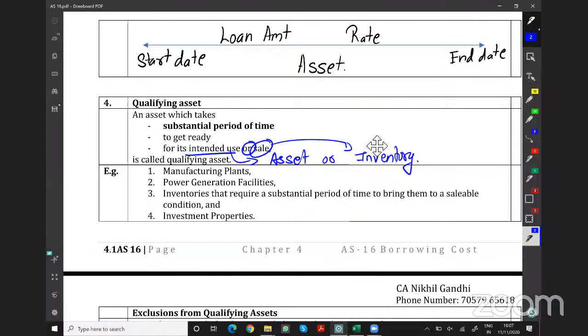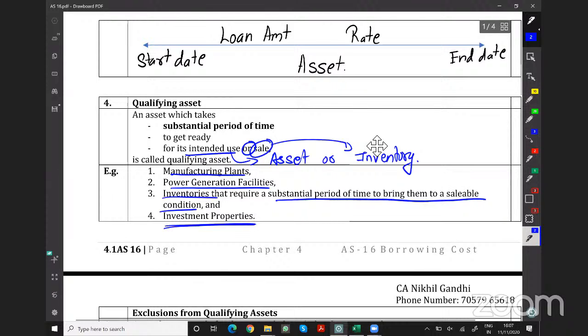So any asset which takes a substantial period of time to get ready for its intended use or sale is known as a qualifying asset. Examples are manufacturing plant, power generation facility, inventories that require substantial period of time to bring them to their saleable conditions. And the last is investment properties.